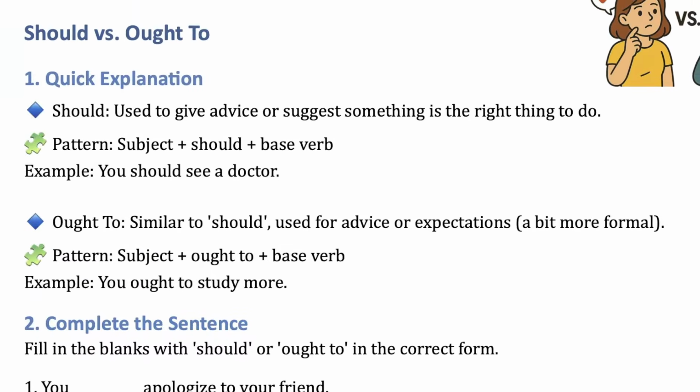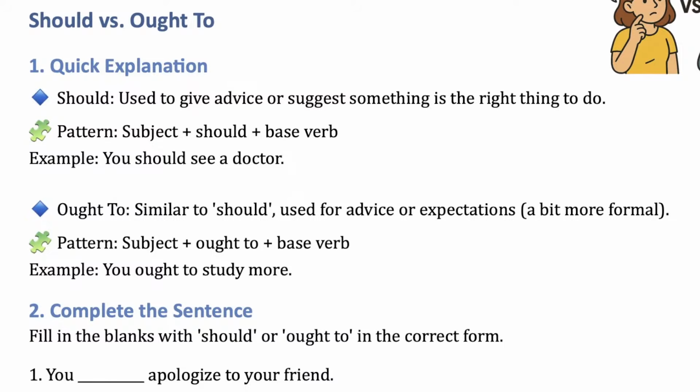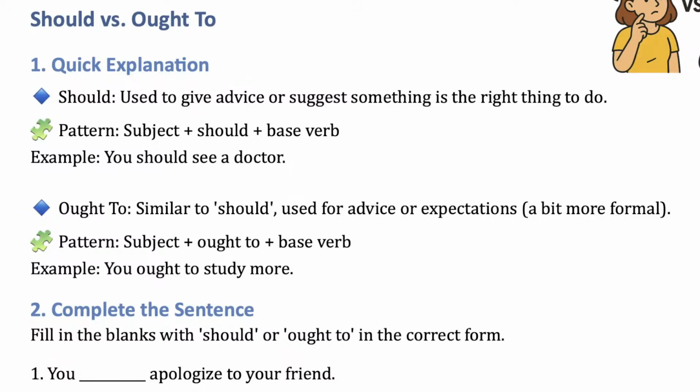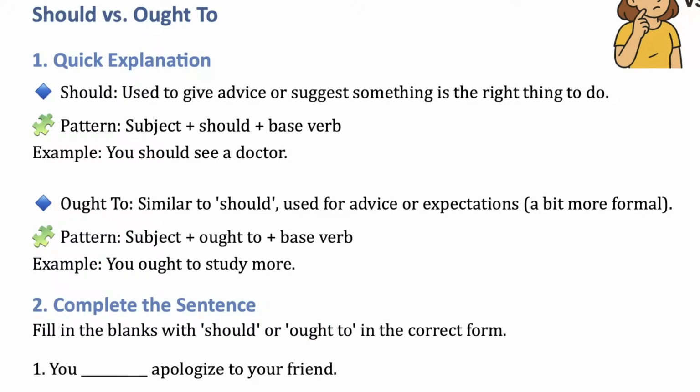Okay, so should versus ought to. Should is used to give advice or suggest something is the right thing to do. There's our pattern: subject plus should plus base verb. Example, you should see a doctor. That's the right thing to do. Ought to is similar to should, used for advice or expectations. A bit more formal. Expectations.